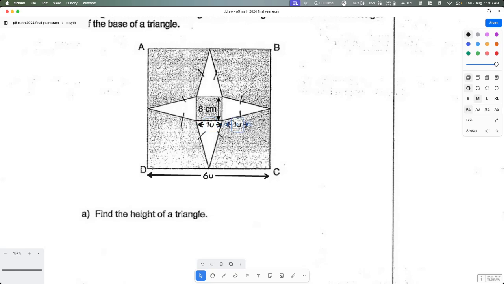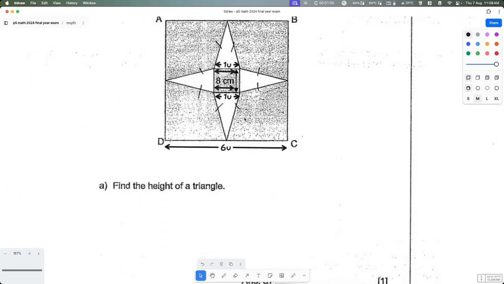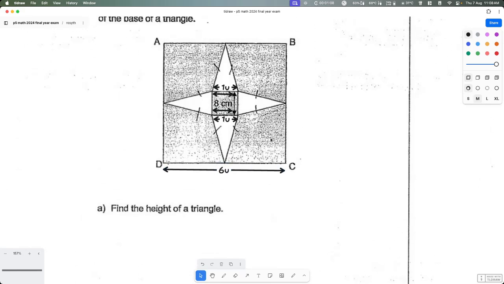So each of these is 1 unit. That means since it's 8 centimeters, this is also 8 centimeters, and this is 8 centimeters as well. So find the height of the triangle. Where's the height of the triangle? Is this one, right? So this is the height of the triangle.